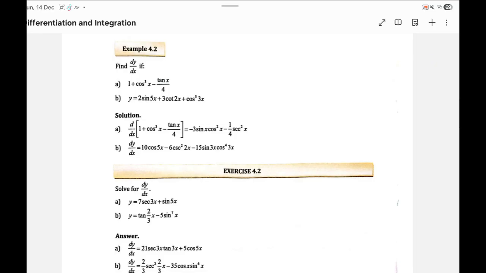Now let's apply what we have learned for trigonometric derivatives. Let's try to do example 4.2.